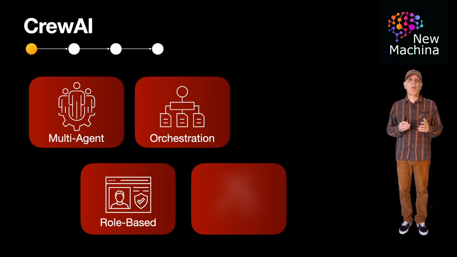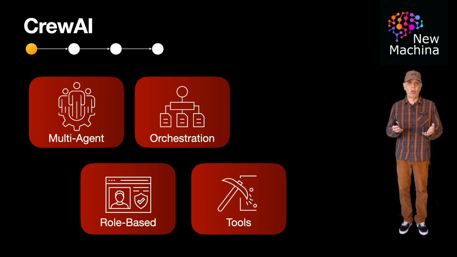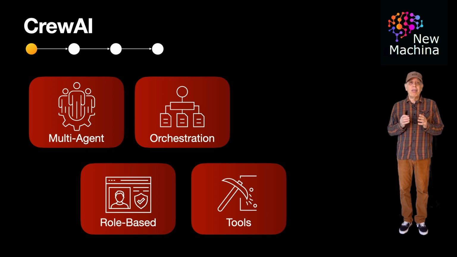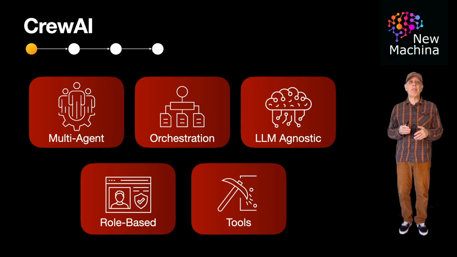Next, CrewAI supports tool integration, which means you can equip your agents with external tools. Examples of tools are web searches, API calls, or database queries. These tools expand what the agent can do and help them connect with the outside world. Lastly, CrewAI is LLM agnostic. CrewAI works with different LLMs from companies such as OpenAI, Anthropic, or Mistral, as well as many others.